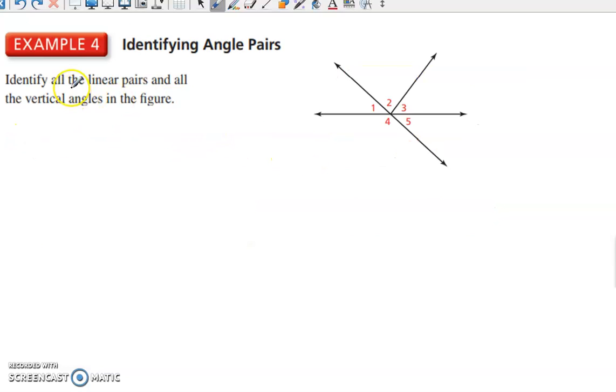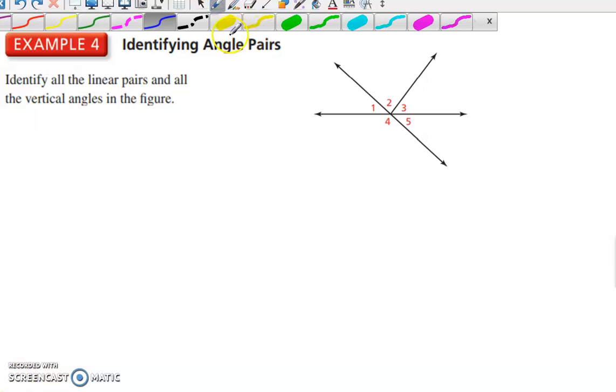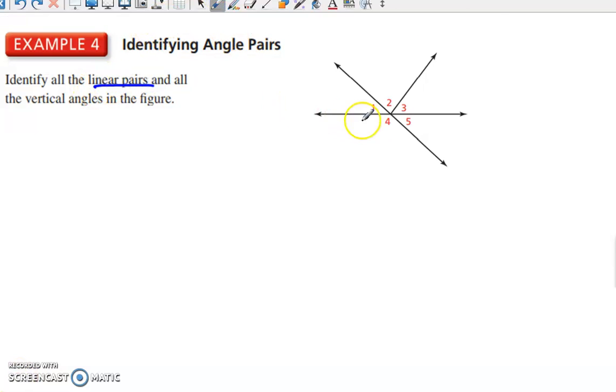Alright, we want to identify all the linear pairs. So for linear pairs, we have 1 and 4. Opposite rays right here, 1 and 4. Measure of angle 1 and angle 4, those are linear pairs. And then 4 and 5, measure of angle 4 and angle 5, those are linear pairs.